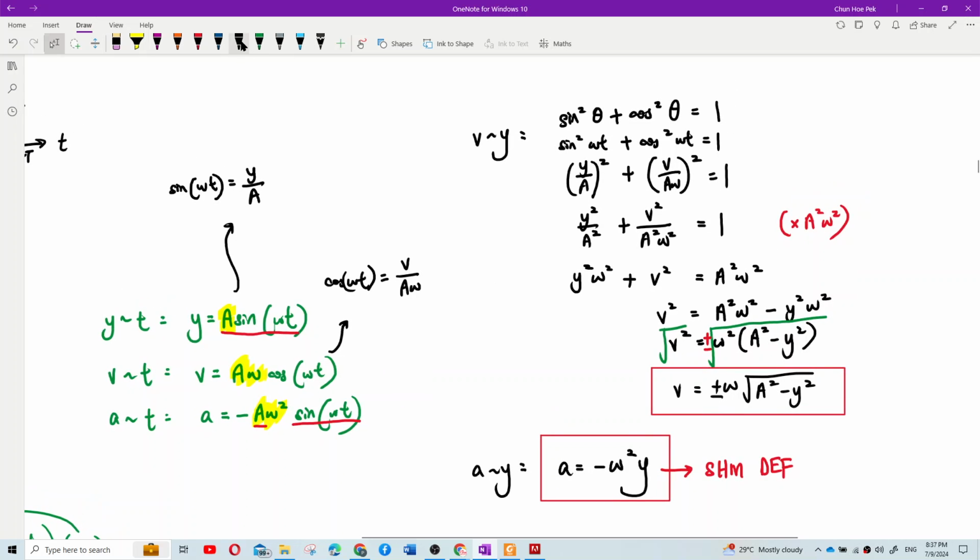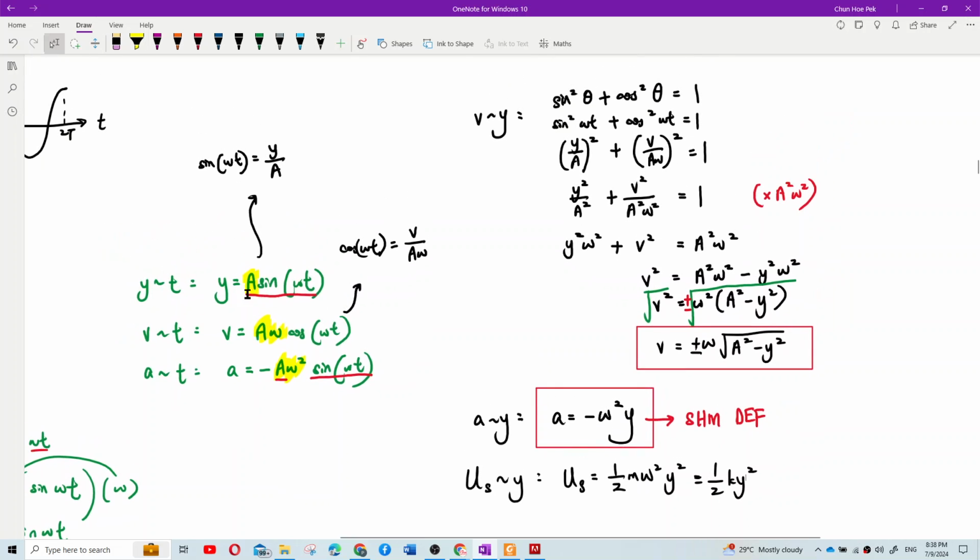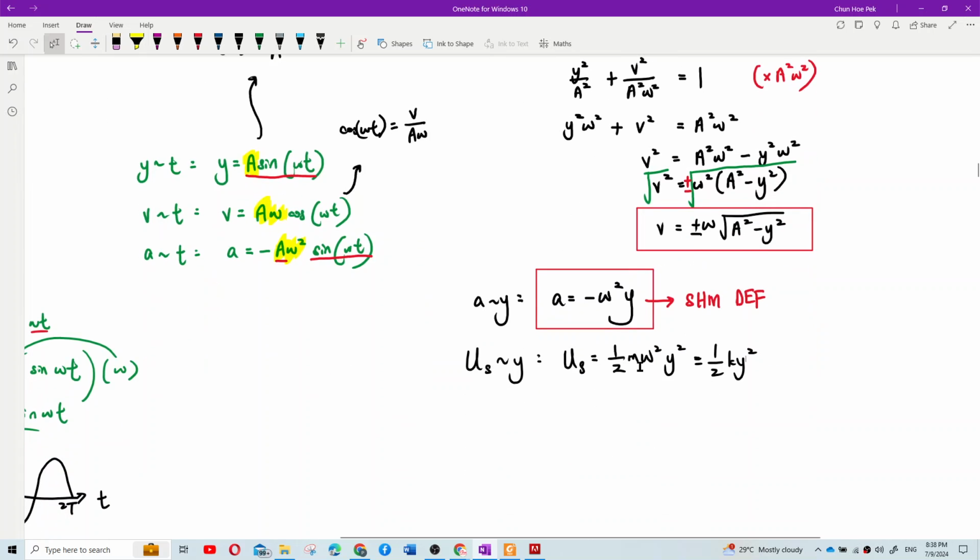So add to our collection. Now we have the formula for elastic potential energy. What's the formula again? Tell me. It is half m omega squared y squared, or you can write it as half ky squared. So we have the sixth formula. We already had 5 formulas just now, right? 1, 2, 3, 4, 5. Now we have 6 formulas.